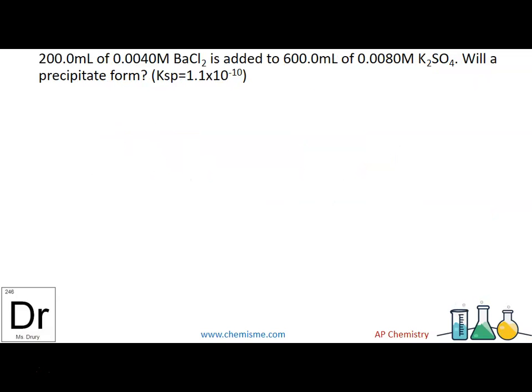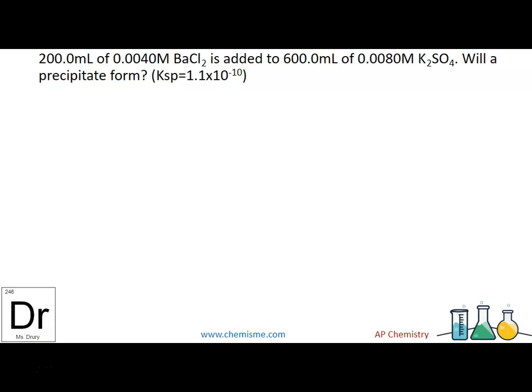Let's try this again. A little bit trickier this time. 200 milliliters of 0.004 molar barium chloride is added to 400 milliliters of 0.008 molar potassium sulfate. Will a precipitate form? And they gave us Ksp. Again, it seems that they're adding a random amount of solution, so I know I'm going to be calculating a Q.